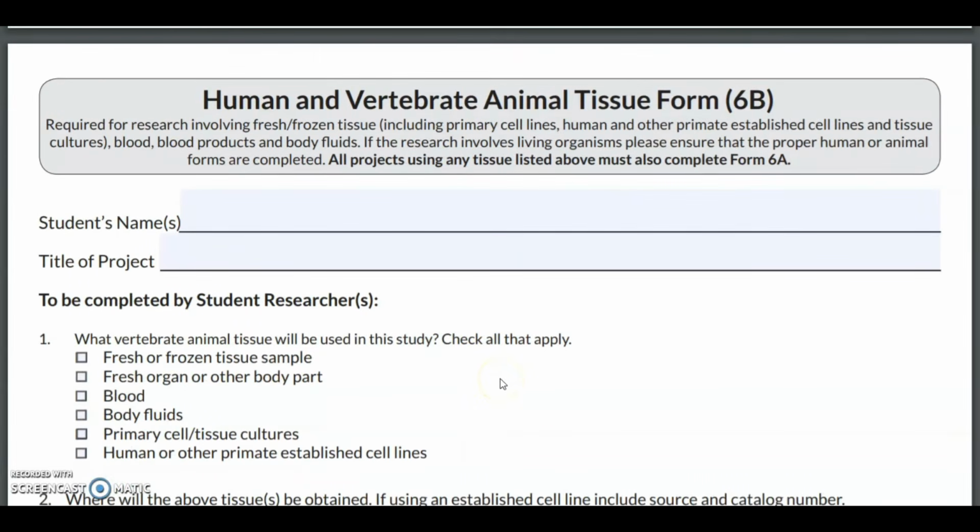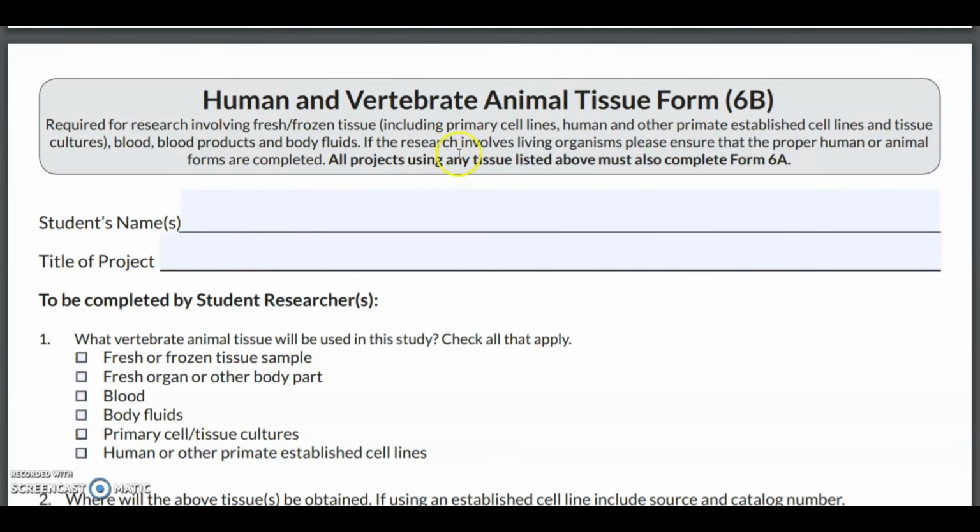Okay, now let us have Form 6B, or the human and vertebrate animal tissue form. It is intended for human and vertebrate animal tissue. This form is required for research involving fresh frozen tissue, including primary cell lines, human and other primate established cell lines and tissue cultures, blood products, and body fluids.